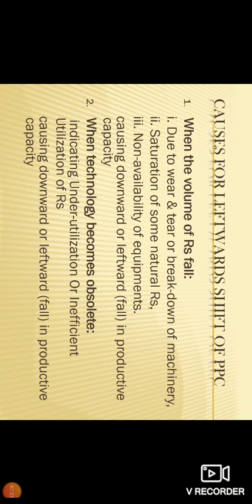So, when the volume of resources and the technology increase, there is a rightward shift; the other side is the leftward shift. What are the causes for the leftward shift in the production possibility curve? Does it fall? Of course, the production possibility curve can shift from right to left. When does it happen? When the volume of resources falls, when the resources disappear or depreciate.